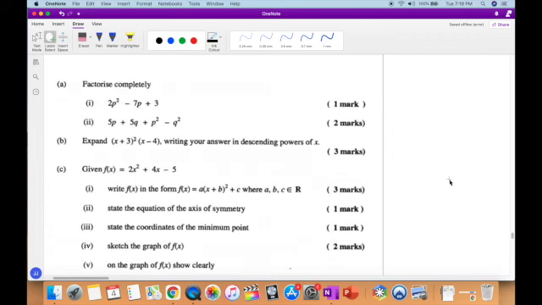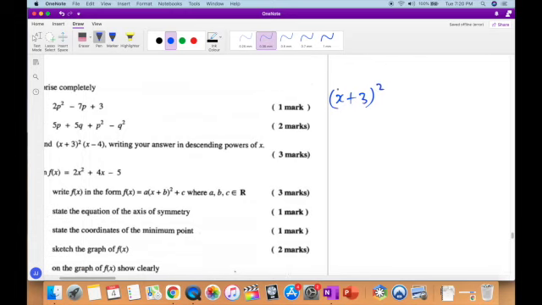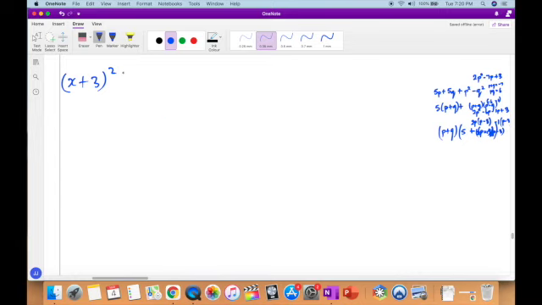All right, I could tell a little tired, so let me go through this real quick, right? Expand this writing your answer in descending powers of x, right? x plus 3 squared into x minus 4. Multiply by x minus 4, right?